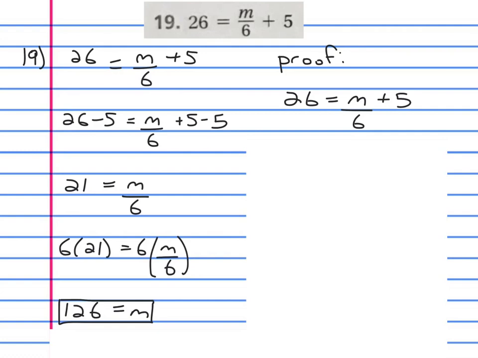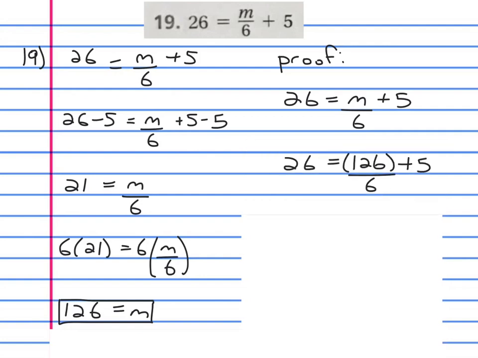Now, proof. Original equation, 26 equals m divided by 6 plus 5, and you're going to take the original equation exactly the way that it is and rewrite it, except where there's a variable, you put parentheses, and then you put in the value you believe it to be, 126. And now we're simplifying both sides separately, so 26 stays 26 as we move down, and this part, 126 divided by 6, I know because I can do the mental math, it's 21.